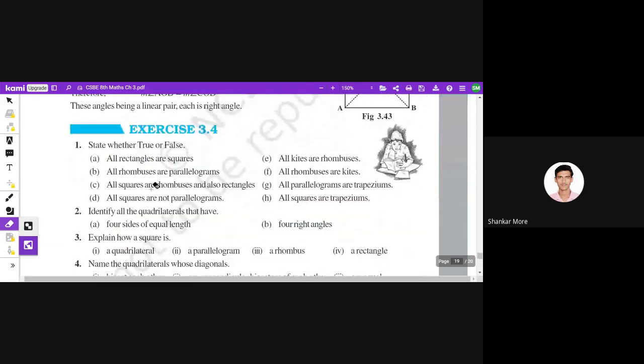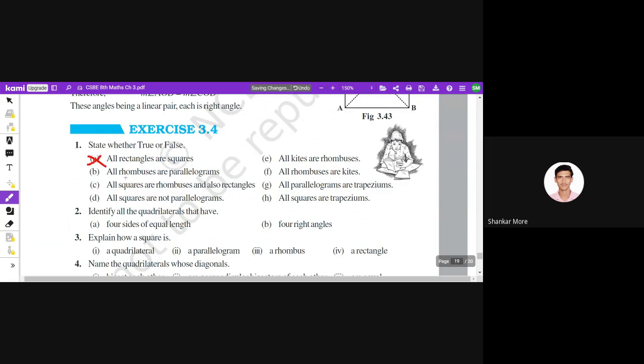Okay, so let's solve this exercise 3.4 and question 1. And then we will jump on to exercise 3.3. State whether true or false. A: All rectangles are squares. True or false? You can either type T or F. It is false.